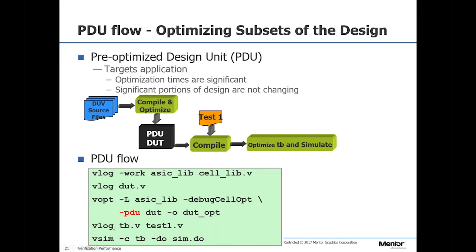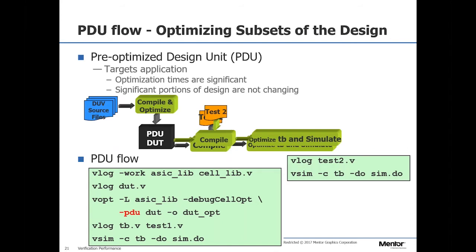Now I've got a test bench and a test that I want to run. And then I say vsim, blah, blah, blah. I don't do a vopt here. So what that's going to do is say, okay, here's my test bench. That instantiates my test, and it instantiates a DUT. But I've got this pre-optimized DUT, so I can just suck that in and then just optimize the test bench and the test. That's not really good for one test, but if I run another test now, I don't need to do this optimization again.